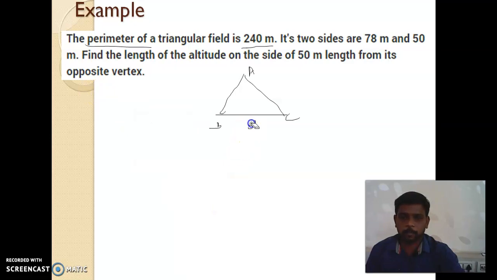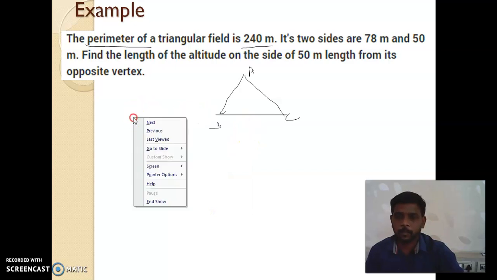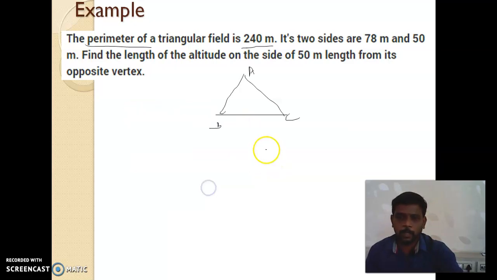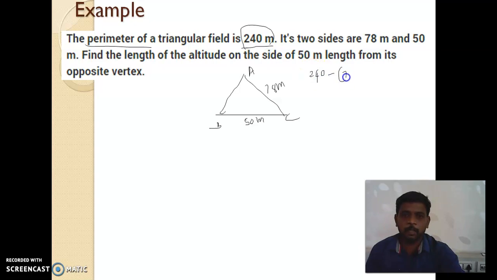So let us take this one as 50 meter, and another one, this one, let us take 78 meter. And how can you find the AB? So the perimeter is 240 given, so we have to subtract it, that's it. That is 240 minus, and add these two. So 78 plus 50, right?